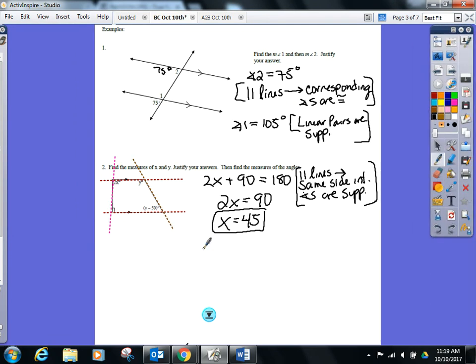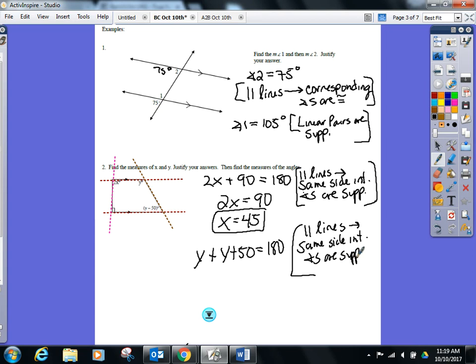Okay, here you go. So it's going to have the same justification. Y plus 50, they're both supplementary. Same justification. Parallel lines imply same side interior angles are supplementary.